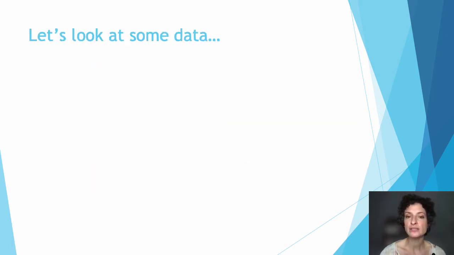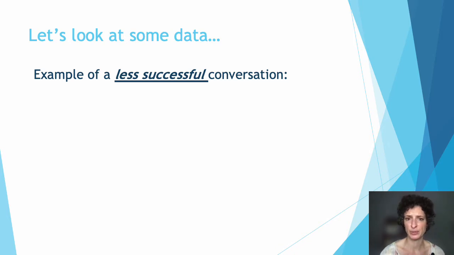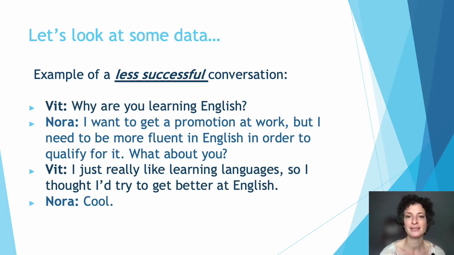So now let's look at some data. I have an example I'm going to show you of a conversation that I would say is less successful. I don't want to say it's completely unsuccessful because they do have a conversation. However, it doesn't really go anywhere. So we have Veet.